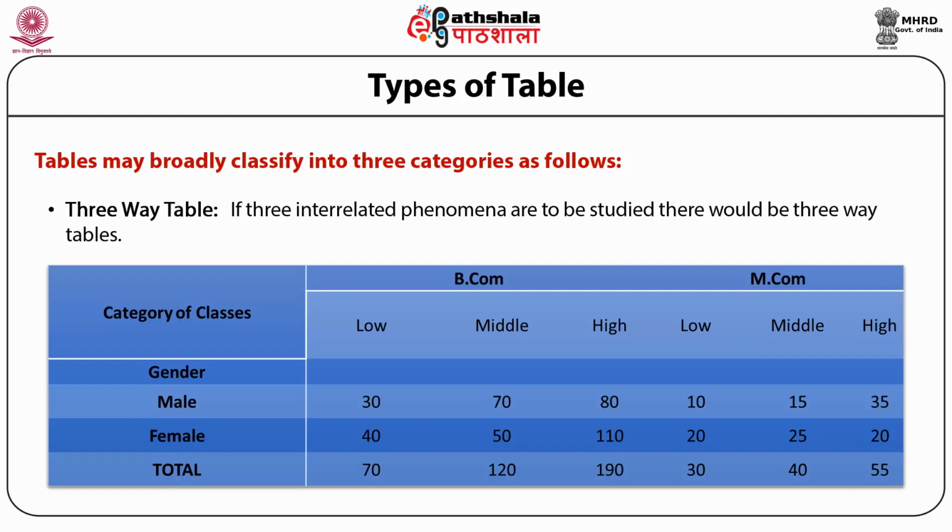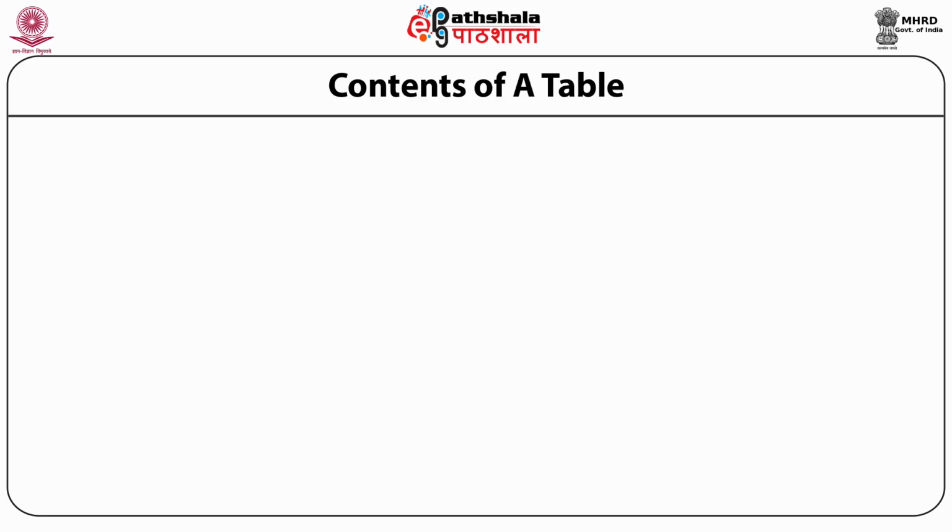So there are students of BCom and MCom. The category class is male and female, on the basis of their gender. The limit is low, middle and high, and likewise in MCom, low, middle and high. Male students in BCom are 30 low, 70 middle and 80 high. In MCom, low 10, middle 15 and high 35. Female students, low 40, middle 50 and high 110 in BCom, and 20 low, 25 middle and 20 high in MCom.